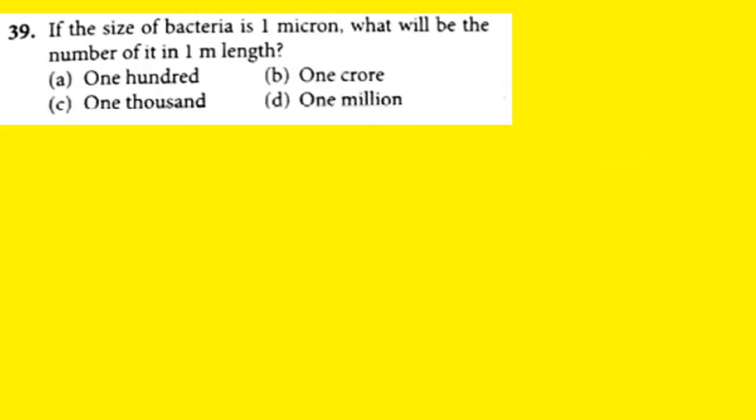Question number 39. If the size of bacteria is 1 micron, what will be the number of it in 1 meter length? So you should know this, children. 1 micron is 10 power minus 6 meter. So means what? 10 power minus 6 meter, one bacteria. Okay, the size of one bacteria is 10 power minus 6 meter.